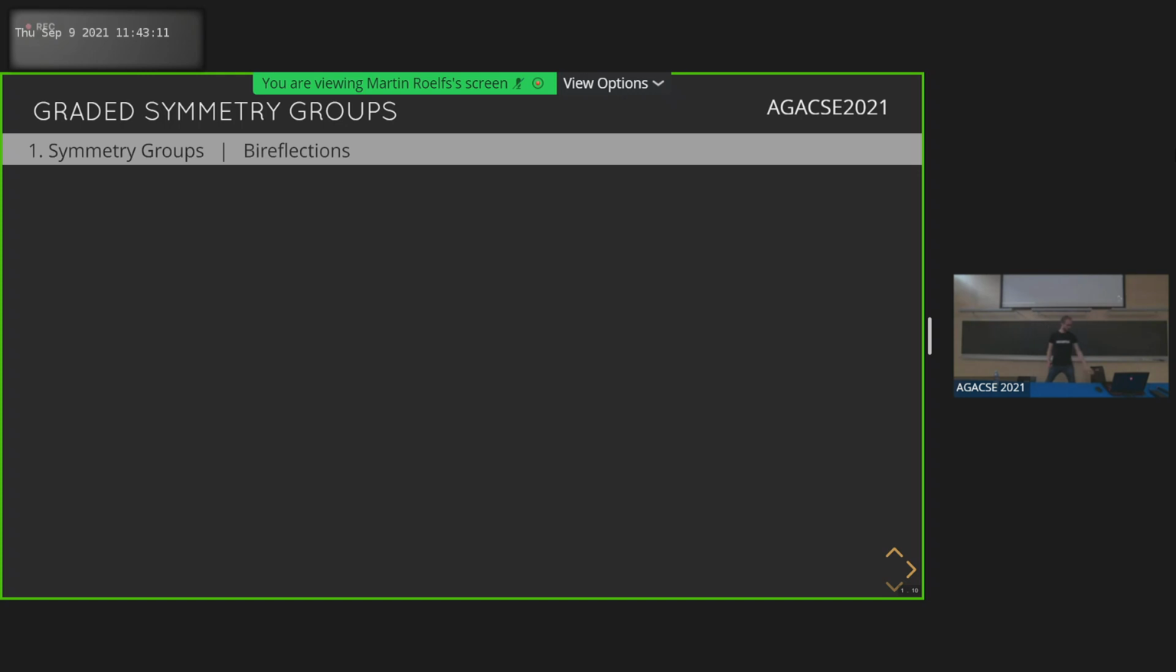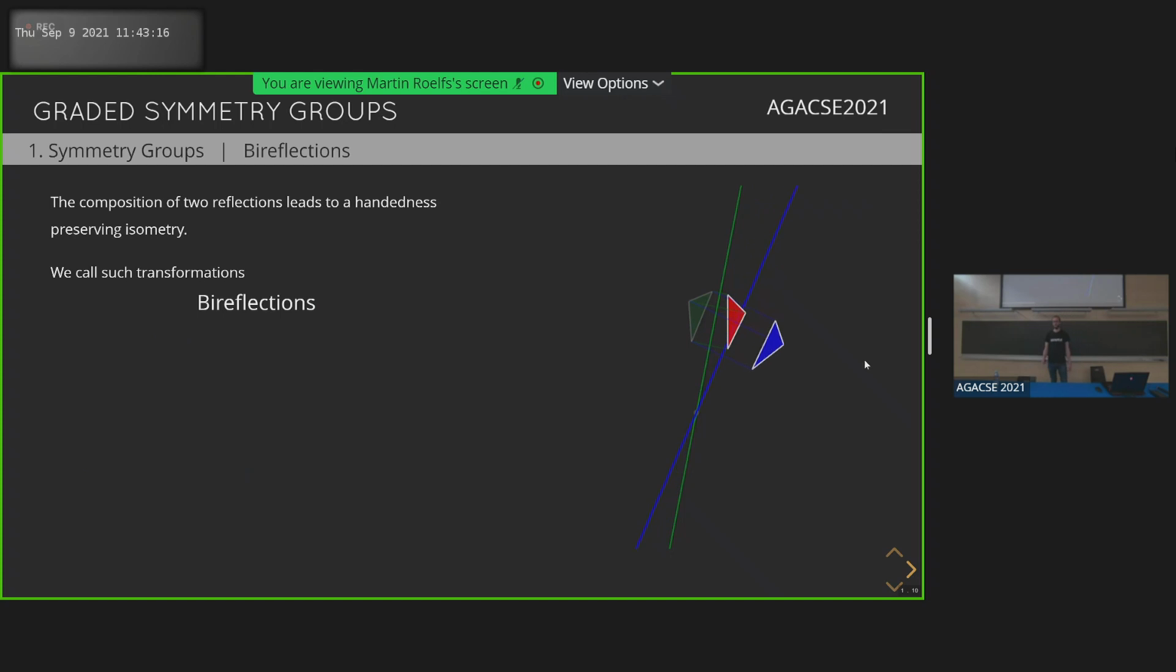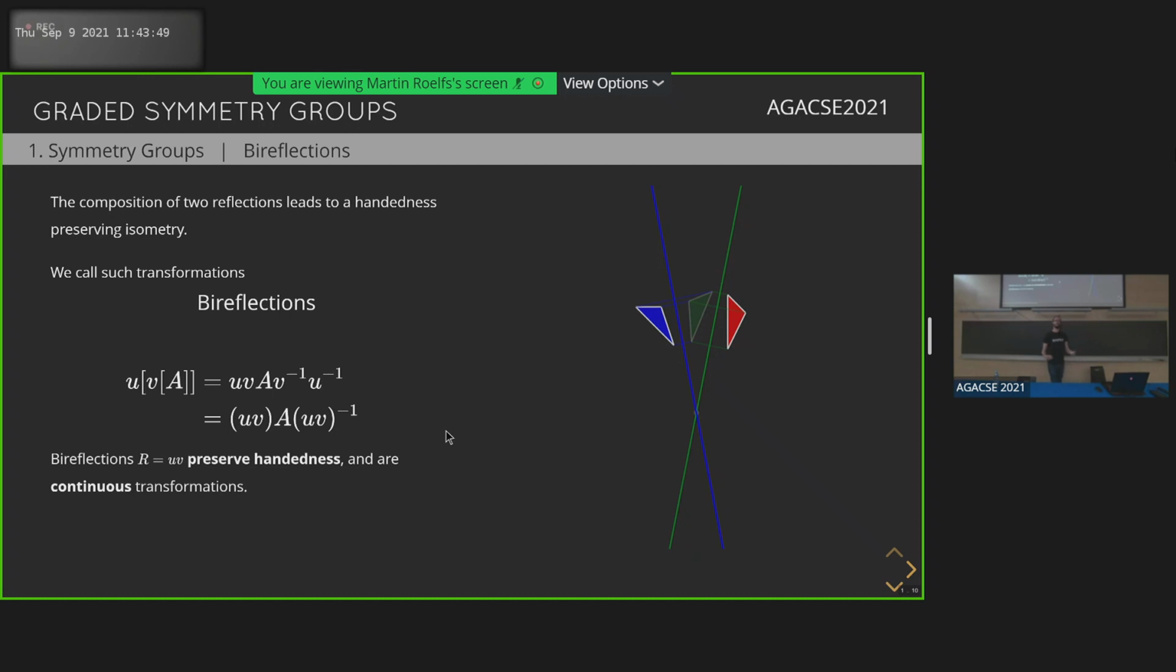And that brings me to the bireflections, the composition of two reflections. So that is, for example, a rotation as depicted here. And again, the only thing that unites all of these different versions of the bireflection that I'm showing is the intersection point here. And so mathematically, what it looks like is, if you do the sandwich, you get a reflection first in V and then in U. If we work that out, we find UV acting on some element A. And so UV is what we call a bireflection for simplicity.